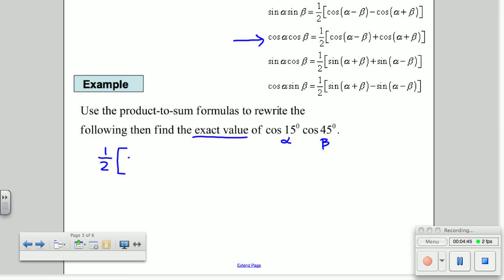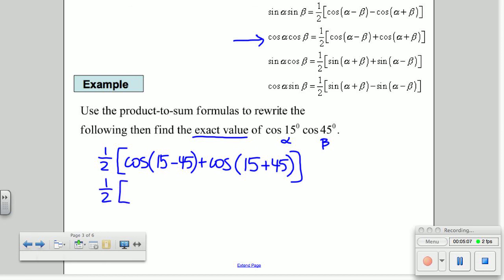We're going to have 1/2 times the cosine of alpha, 15, minus beta, 45, plus the cosine of alpha plus beta. Just like we did before, let's add inside our parentheses here. We end up with the cosine of negative 30 degrees. The nice thing here is that that's on my unit circle now, so we're in a good position. Plus the cosine of 60 degrees. And again, that one's also on my unit circle.